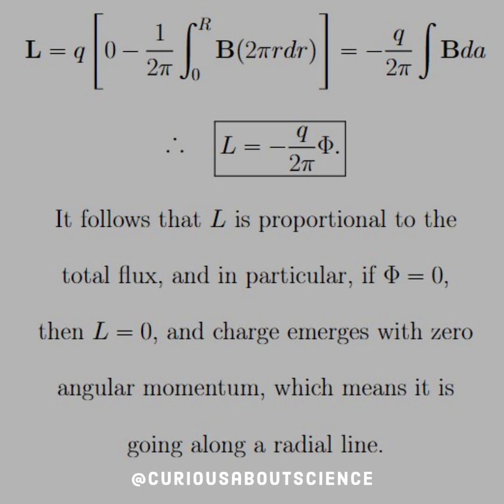What's cool about this setup is that putting it in terms of 2 pi r dr allows us to rewrite this in terms of dA, instead of just a line integral. And thus, when comparing these two things, we can see that L is equal to negative q over 2 pi times capital Phi, where Phi is the flux. Okay, so we know that those two things are proportional, as we just said. So if the flux is 0, then L is 0, and the charge emerges with 0 angular momentum, which means it goes along the radial line. So that's pretty cool.